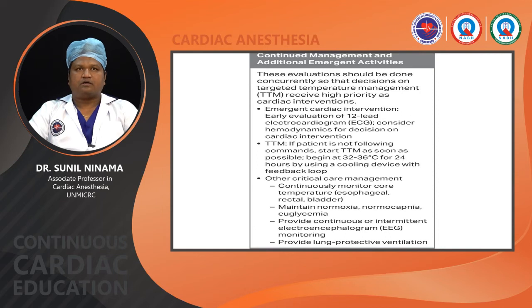After that, for continued management and additional emergent activities, this evaluation should be done concurrently. Targeted temperature management: if you see that the patient is not following verbal command, then you directly go for targeted temperature management. The emergent cardiac interventions include early evaluation of the 12-lead ECG. If the patient is not following command, then you start the targeted temperature management as soon as possible, at 32 to 36 degrees for 24 to 72 hours by using cooling devices.